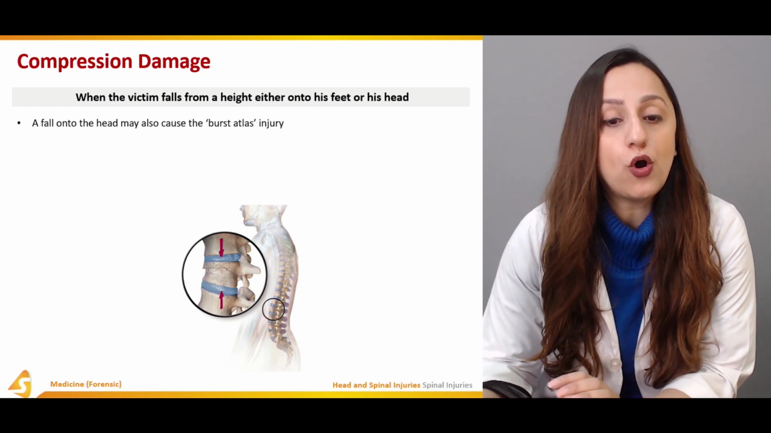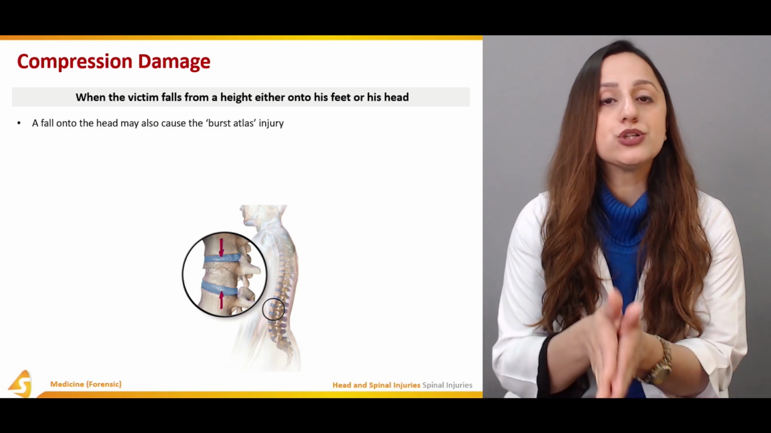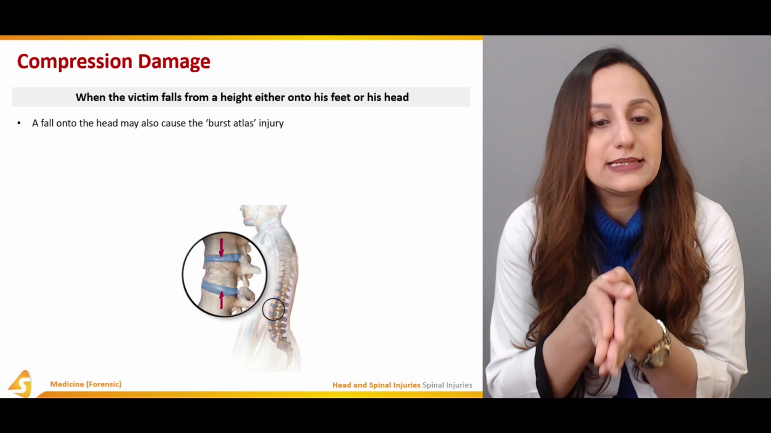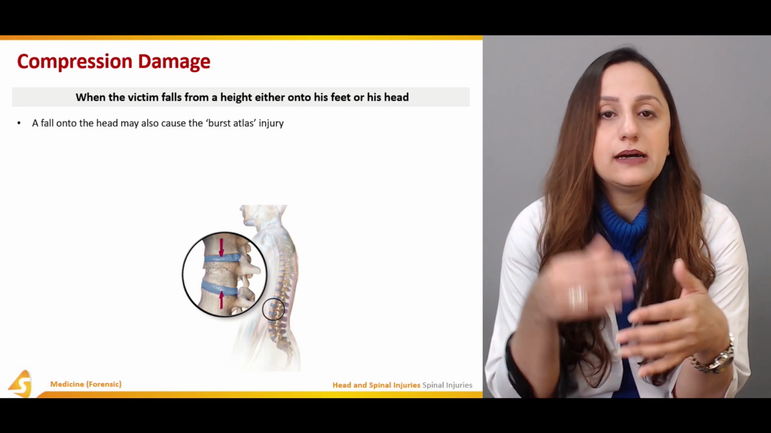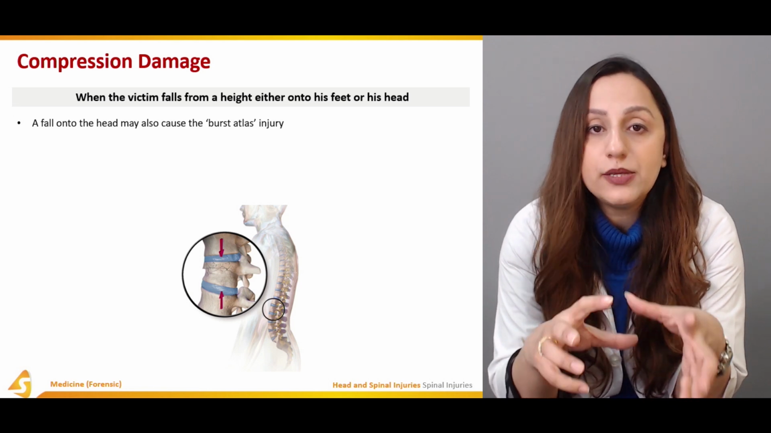A fall onto the head may also cause the burst atlas injury. So it's also known as the burst atlas injury, and it's the atlantoaxial joint that is very important.